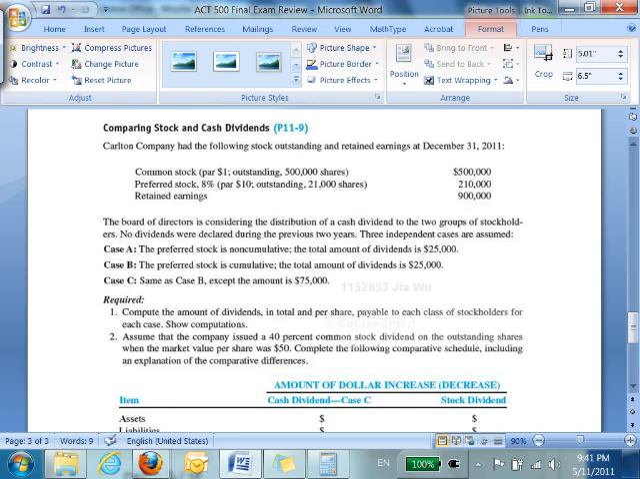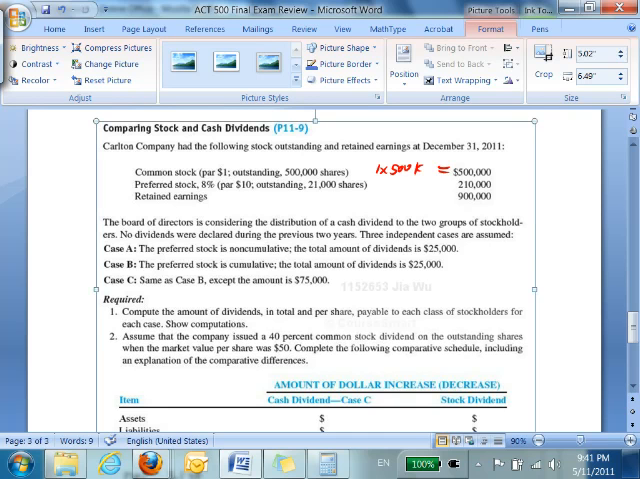Preferred stock 8% means that the preferred stock has a dividend rate of 8%. Par value $10 per share. Outstanding shares in total is 21,000 shares. So 10 times 21,000, 210,000. Retained earnings 900,000. Okay. It's 1 times 500K equals 500,000. 10 times 21K, which is 210,000. Retained earnings 900,000.